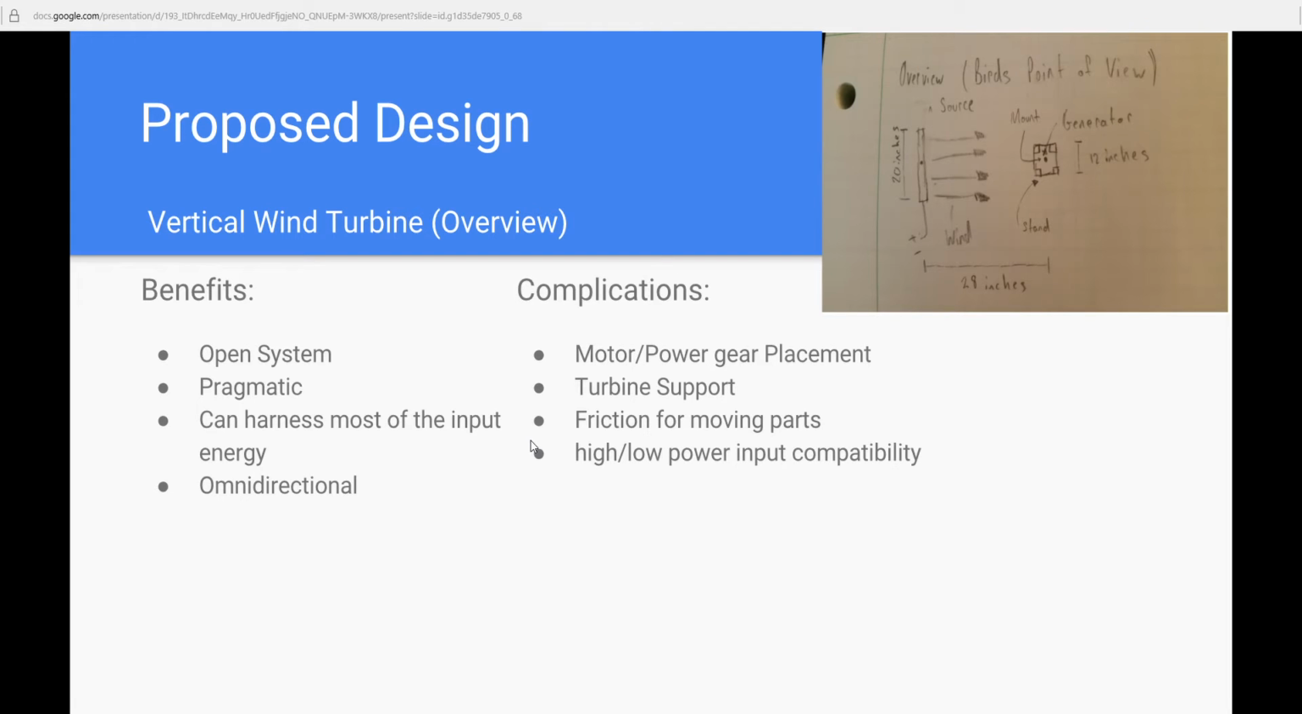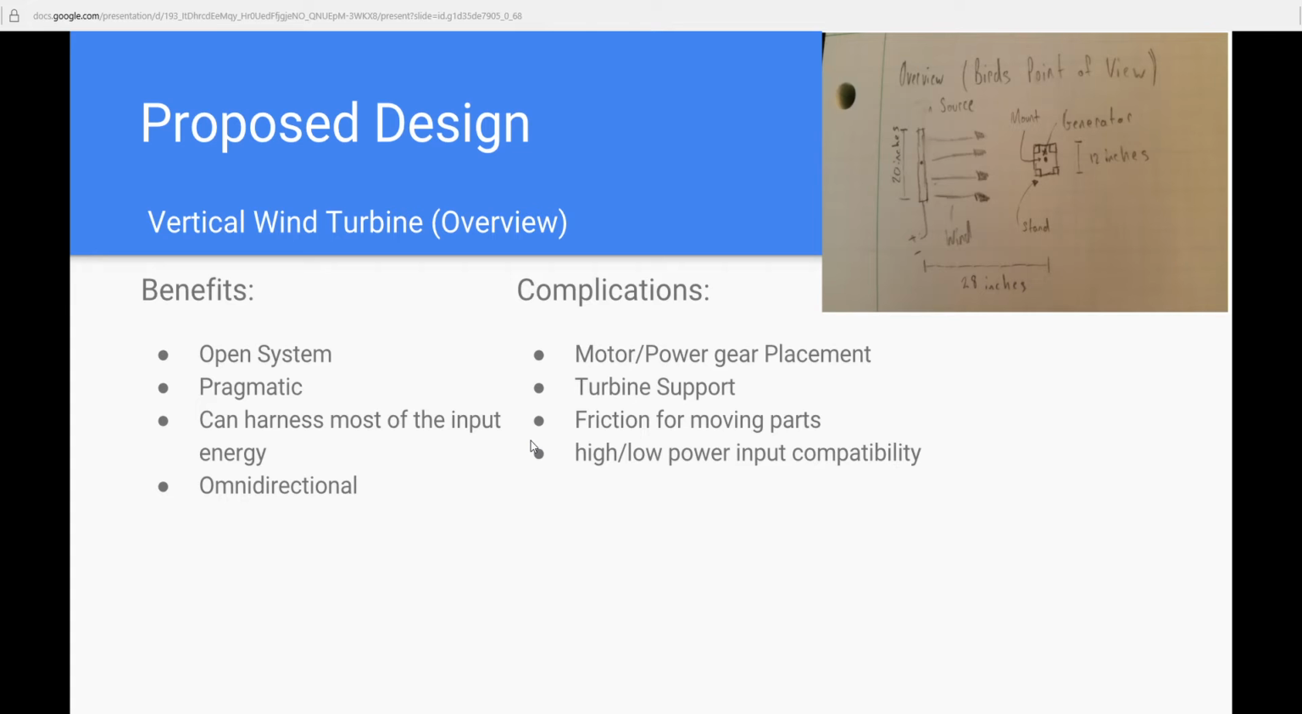So the benefits of the proposed design, which happens to be a vertical axis wind turbine, is that it is an open system, and with a vertical axis wind turbine we can really use the maximum amount of wind energy coming from the wind source, and it is also omnidirectional, which means a wind input from any direction will help in rotating the blades of the turbine.